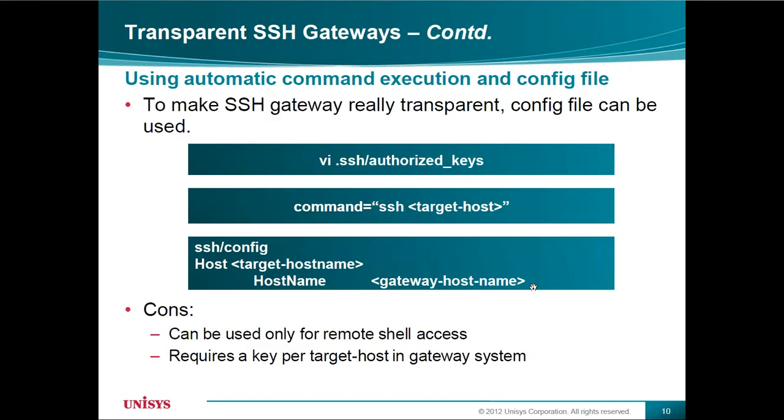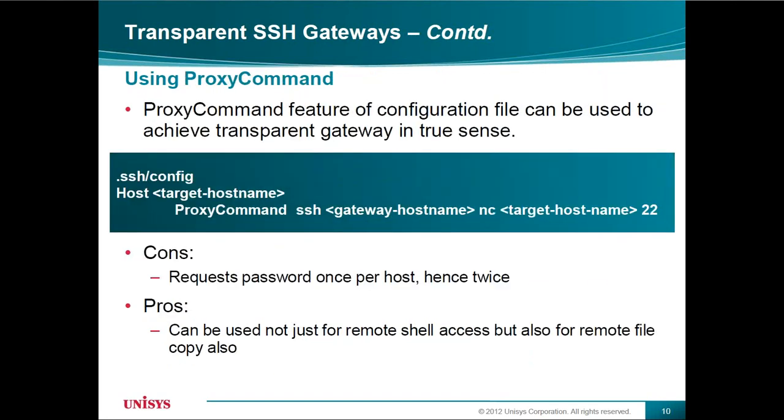And the final and most interesting method is, the problem with this is it can also only be used for remote shell, and requires a key pair for target and host, because I need to give auto command execution. That's why I need a key. This is the most interesting one, transparent SSH gateways using proxy command. Let me do it. We are again using the config file. Hostname, proxy command, SSH gateway, nc this.